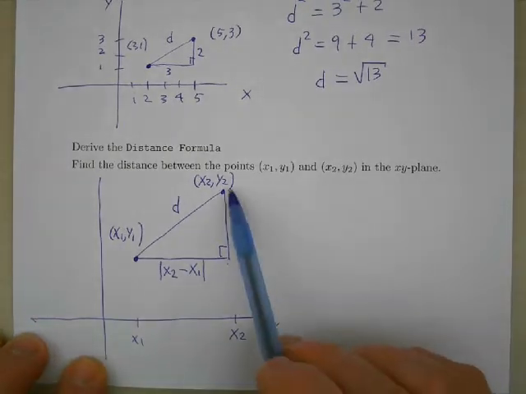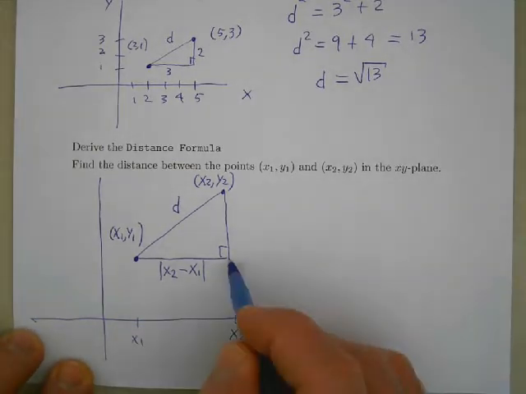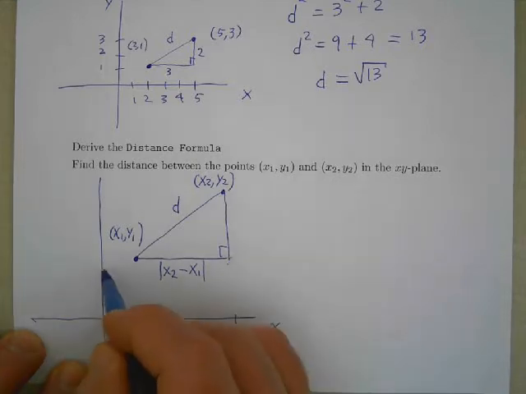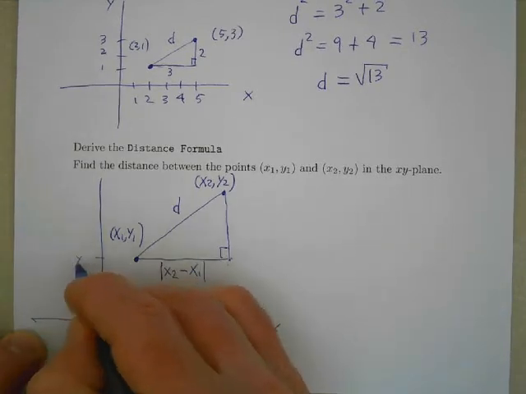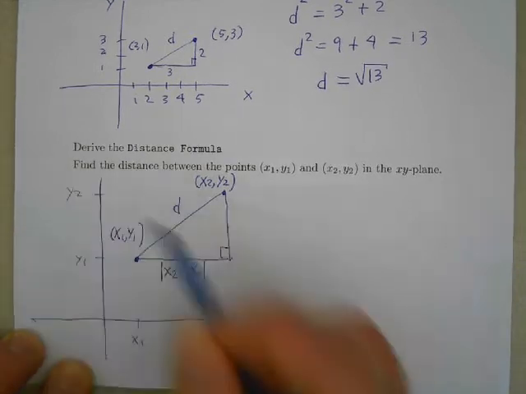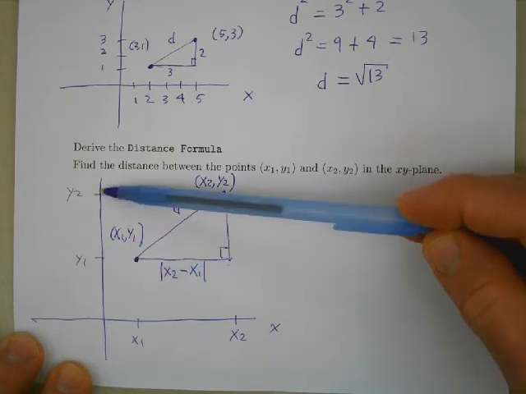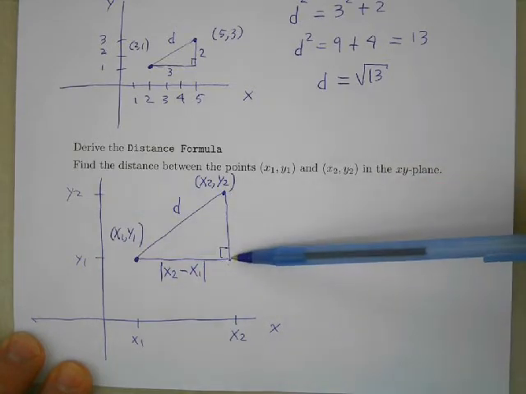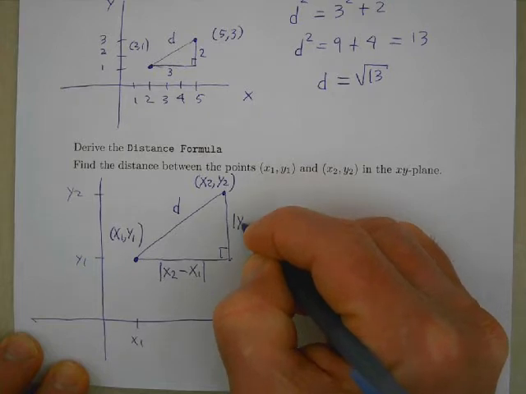Okay, we'll do the same sort of thing to find the length of this vertical side. The y-coordinate of this point is y1, and the y-coordinate of that point is y2. So the distance from y1 to y2 on the y-axis is the same as the length of this vertical side of the right triangle. And so we'll just write it as the absolute value of y2 minus y1.